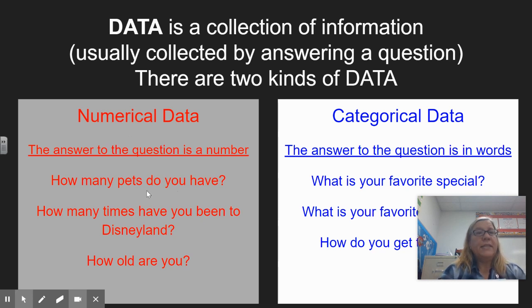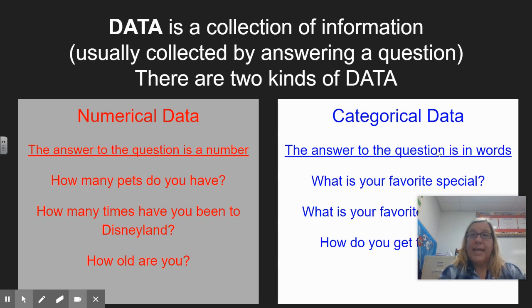So for example, if I ask the question, how many pets do you have? You might say you have 2 pets. Or you might say you have 4 pets. That answer is a number, so that's numerical data. I might ask you how many times you've been to Disneyland. Maybe you say 0. I've never been to Disneyland. The answer is still 0, which is a number. If you said 5 times, I've been to Disneyland 5 times, the answer is still a number. And the last question, how old are you? You would give us a number response. Maybe you're 8 years old. Maybe you're 10 years old. That's numerical data. On the other hand, we have the other kind of data, which is categorical data, and that's in our blue box.